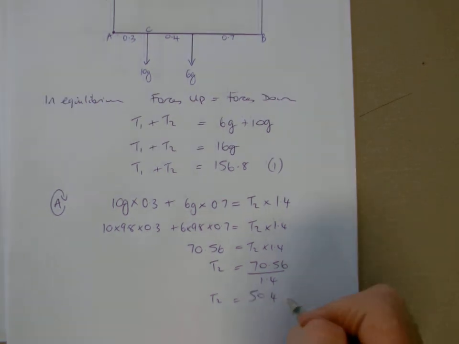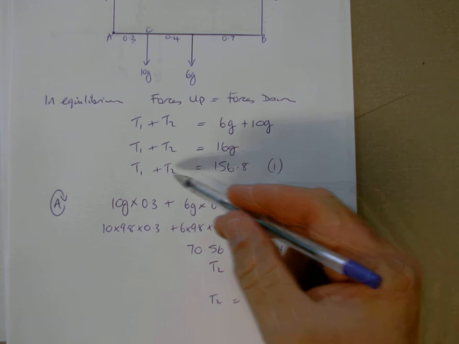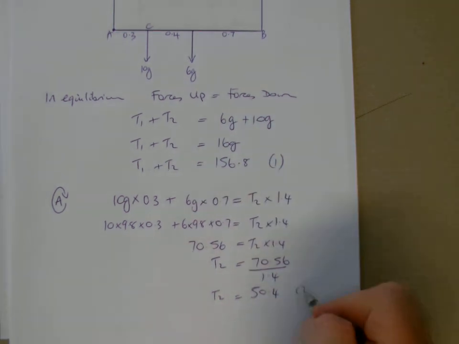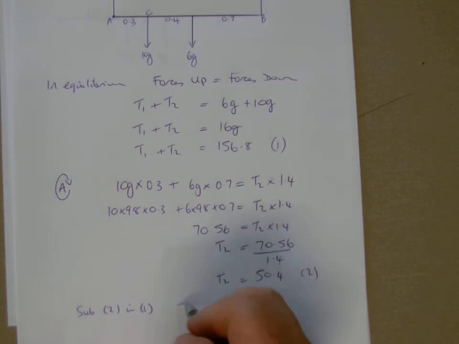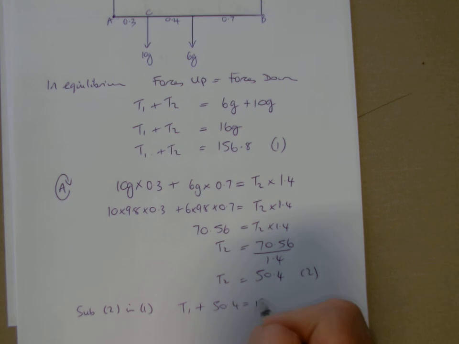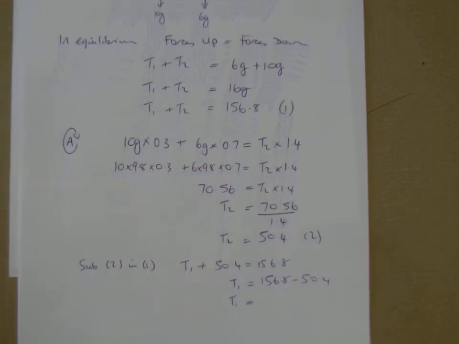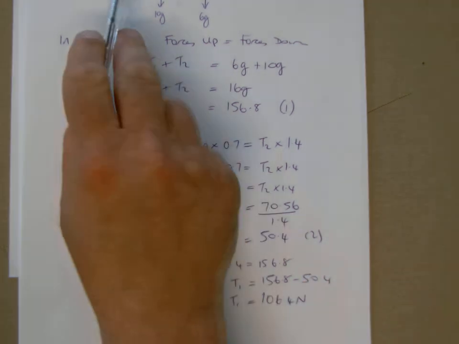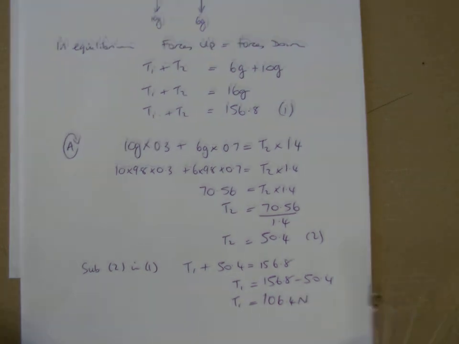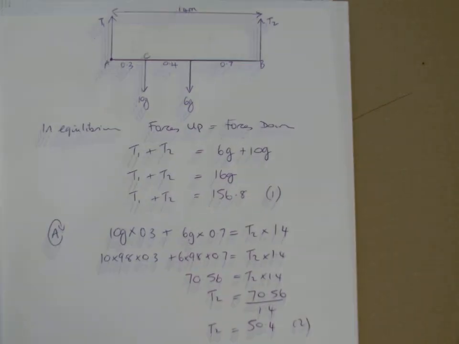So T2 will equal 50.4. Okay, so if T2 equals 50.4, I can then work out what my T1 is by subbing it into 1. If I call this 2, I can say, look, sub 2 into 1. So I'll have T1 plus 50.4 equals 156.8. So I can get my T1 out, which is 156.8 take away 50.4, and I get 106.4 newtons. And as we described, there'd be more tension in that string here. Okay, so we're done.